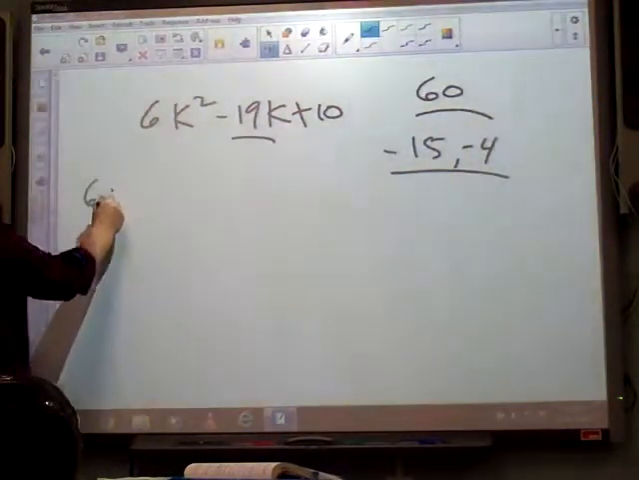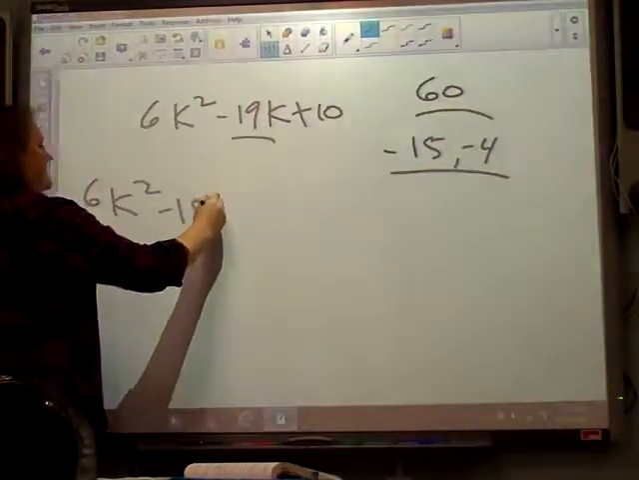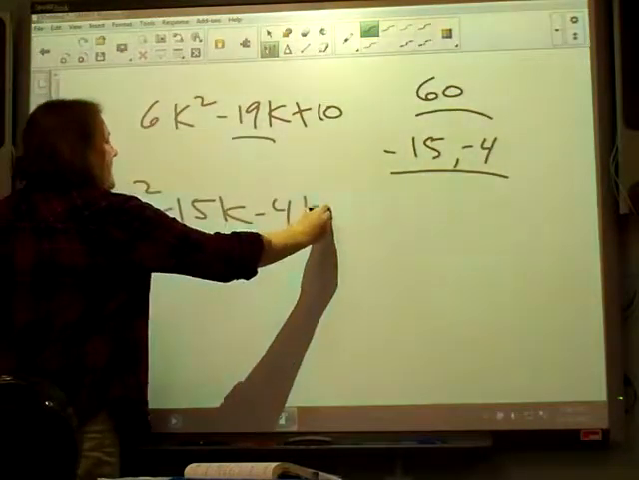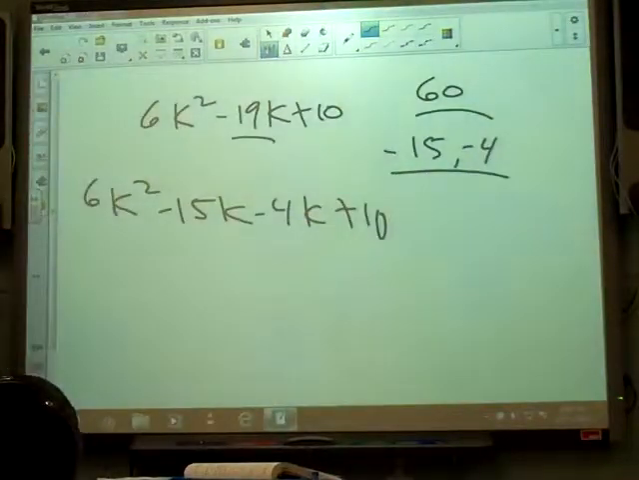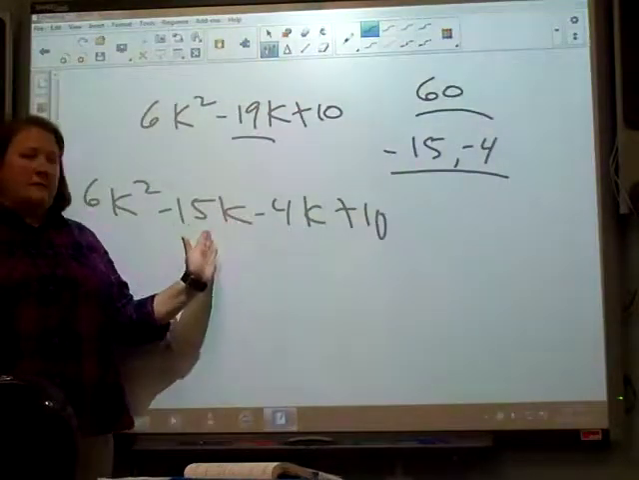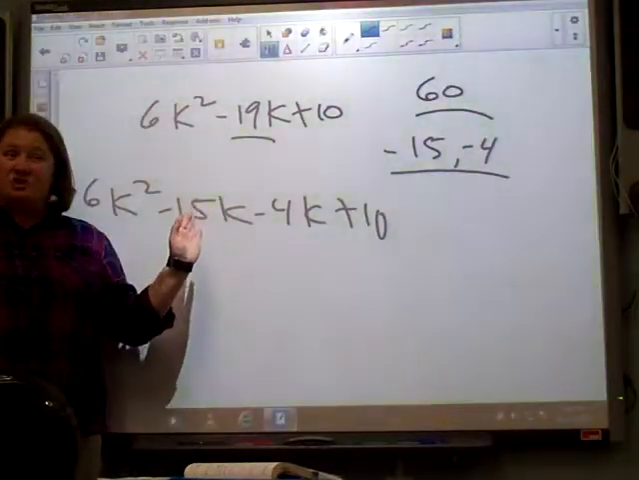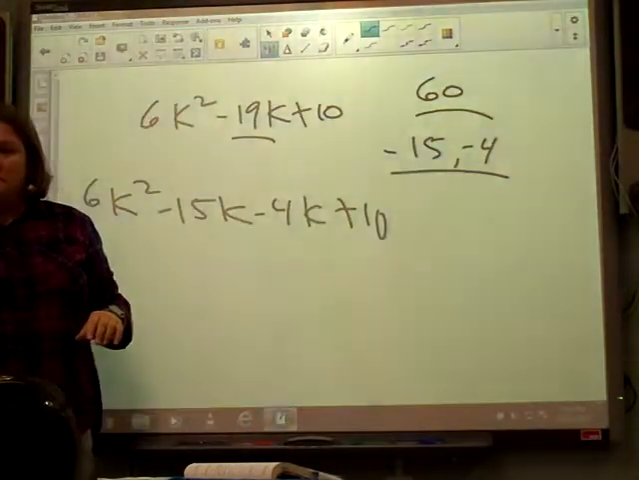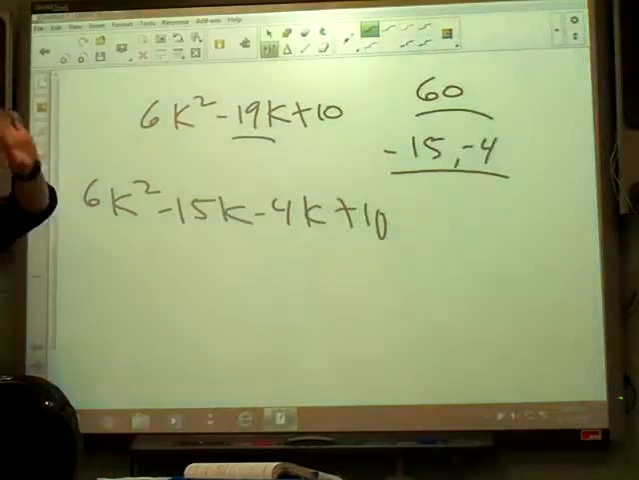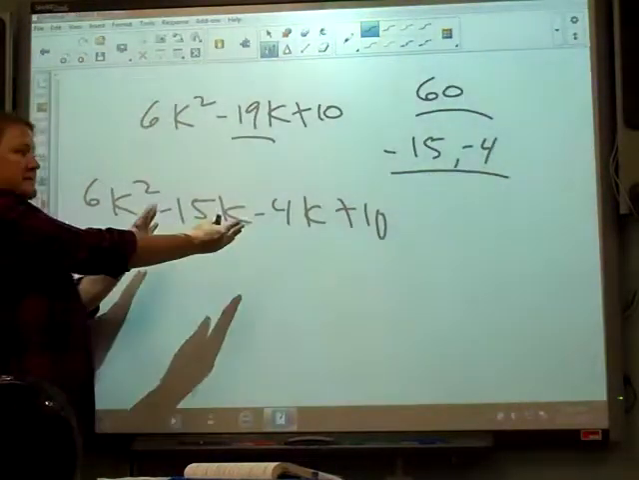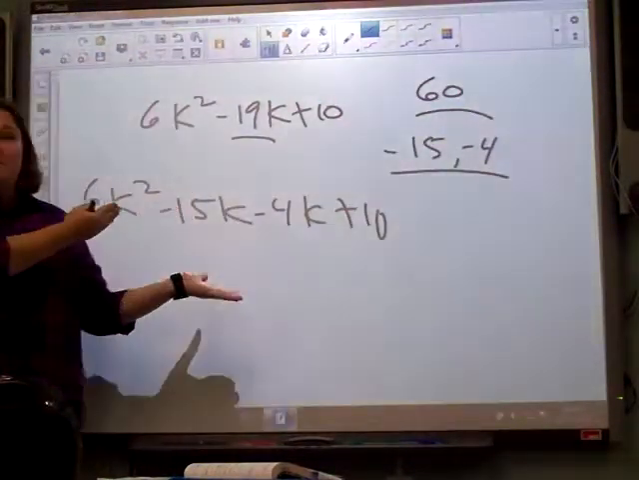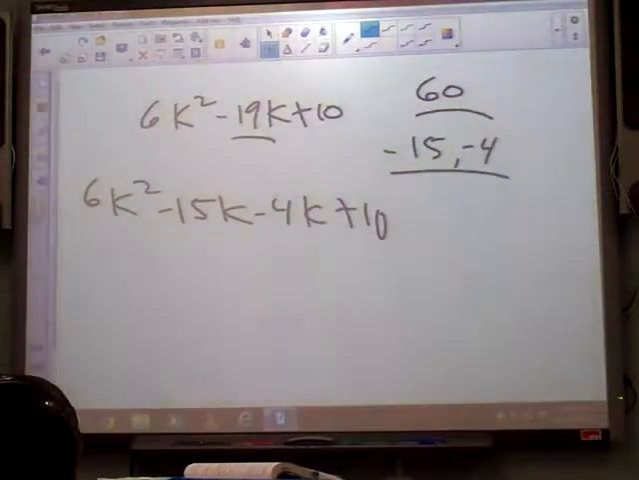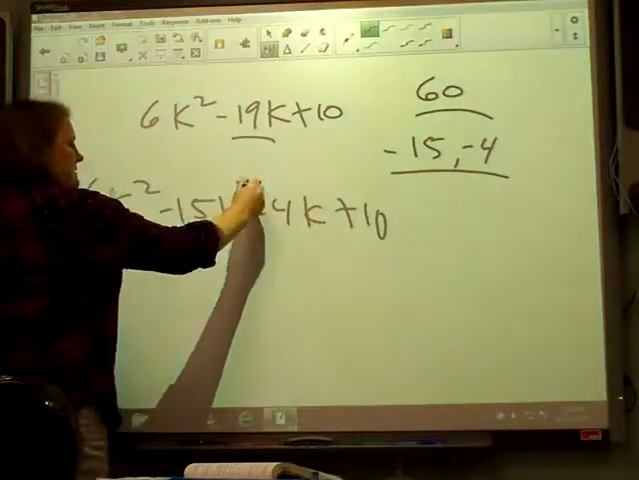Okay, so I got 6k squared minus 15k minus 4k plus 10. Question: does it matter which one of these I put first? That's a trick question. Good, Chase. Sometimes it does. Remember yesterday we had a scenario where we had to flip them? Sometimes this might not work, and I might have to flip them. It just makes the equation bigger, because now I can split it into two little ones. Now you gotta solve it.